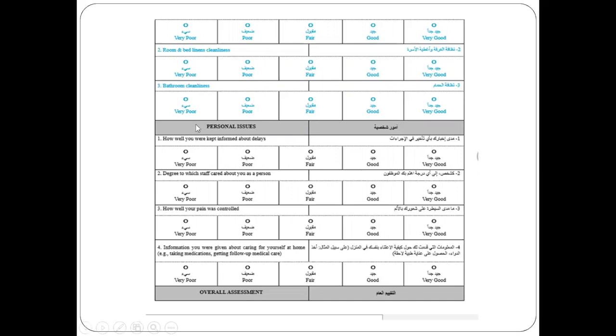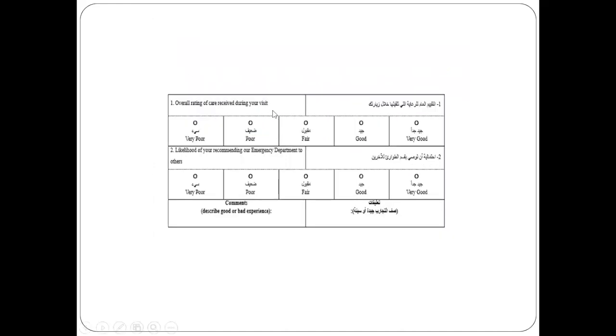And we have to inform him about delay. Are you informed about delay? Degree to which staff cared about you as a person. How will you rate pain control? Information you were given on caring for yourself at home. This is, does the staff give you information when discharging you, enough information, and overall rating of the hospital, likelihood of recommending the emergency department.